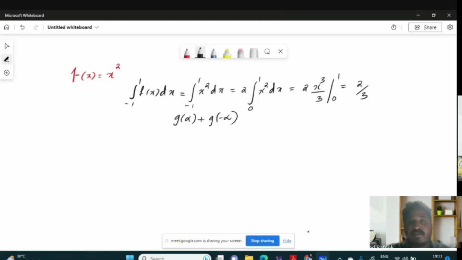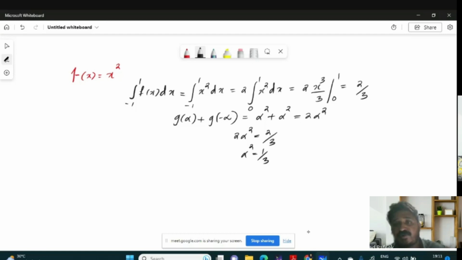And approximately we have taken that as x square. So our f of x is x square. So it becomes equal to alpha square plus alpha square. So this becomes equal to 2 alpha square. So approximately what you are getting? 2 alpha square is equal to 2 by 3. Then 2 cancels. Alpha square is equal to 1 by 3. Alpha is equal to square root of 1 by 3.